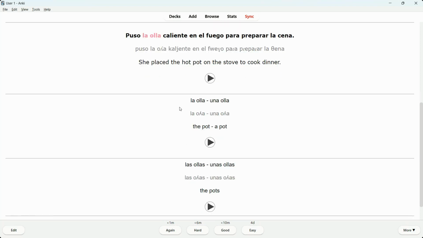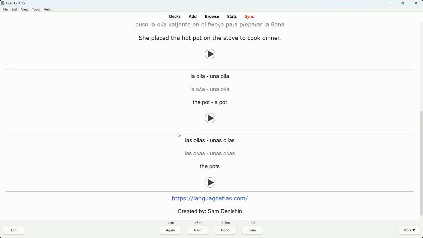This is what I like to call the singular area. So we have the singular noun both in its definite and in its indefinite form. We have the IPA notation of the singular noun, and we have the translation. If you click on this, we can hear the audio again. La olla, una olla. Over here, we have the plural area, plural noun, IPA notation of plural noun, translation, and audio.